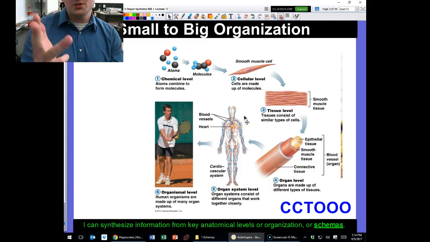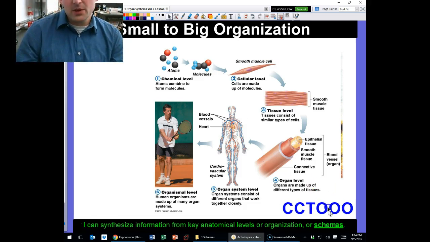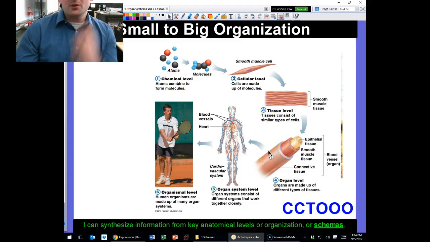Chemicals, cells, tissues, organs, organ systems, organism. And so that acronym for me is a really easy way to remember the buildup of those from small to big. So of these, I would say what we study the most this year in anatomy will be organ systems. We're going to go through those 11 organ systems.